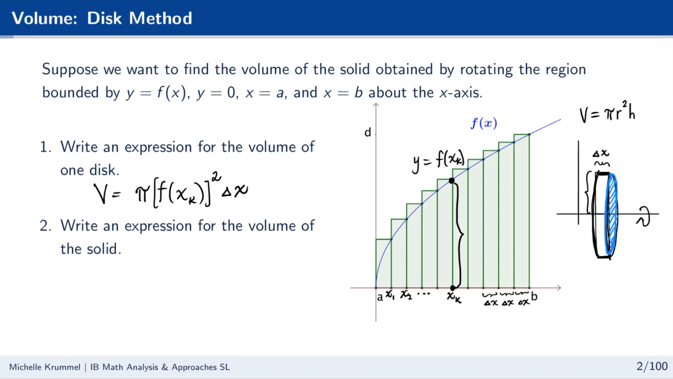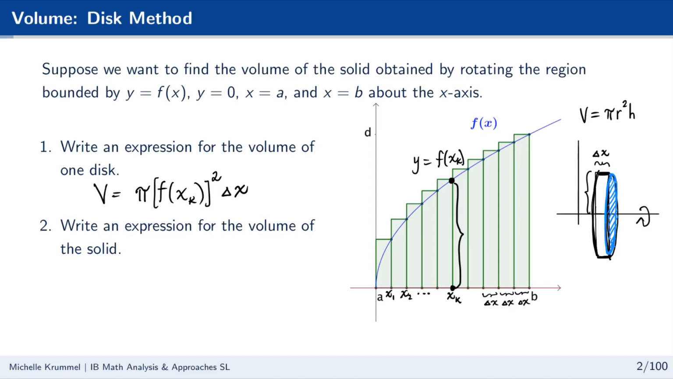If we want to add up the volume of all of these disks, and we don't want a finite number of disks, we want infinitely many, so that the width of each one of these subintervals is approaching 0, our delta x is approaching 0, we can accomplish this using an integral. And we saw this when we were working with Riemann sums, how we translate from a Riemann sum with infinitely many subintervals to integral notation.